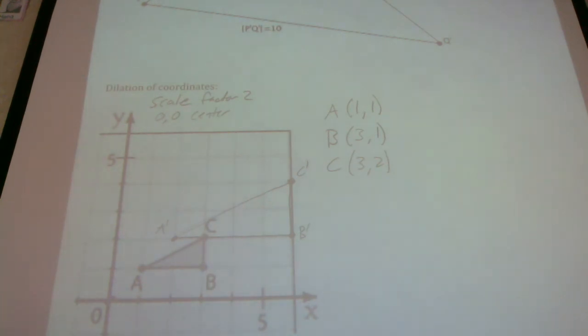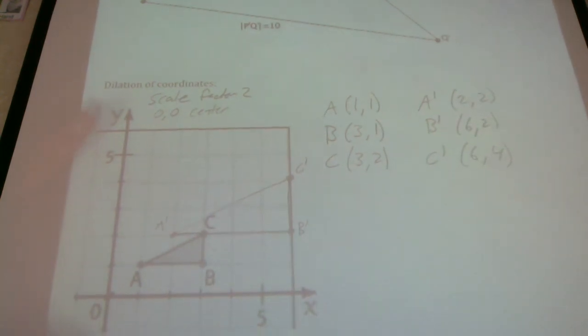We want to look at the coordinates. So we just did the dilation, but we want to figure out what the actual coordinates are. So let's take a look at those. So A prime is now at 2, 2. B prime, let's see, is now over 6 up 2, so that's 6, 2. And C prime is over 6 up 4.